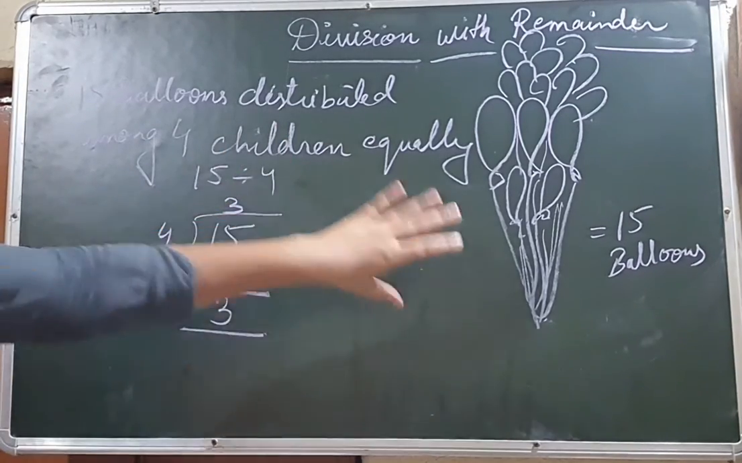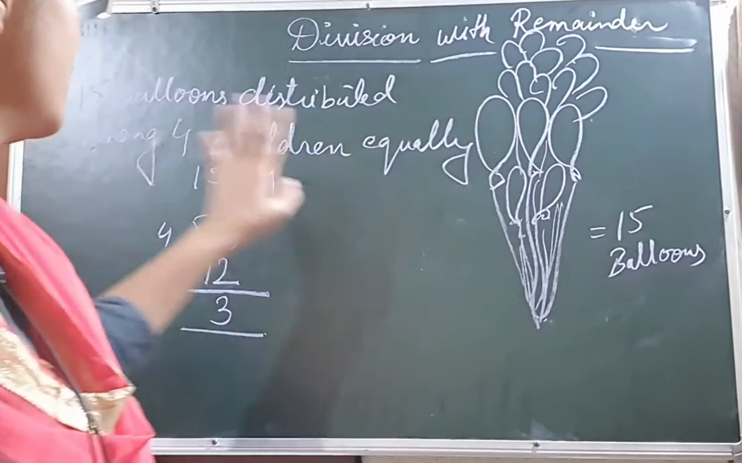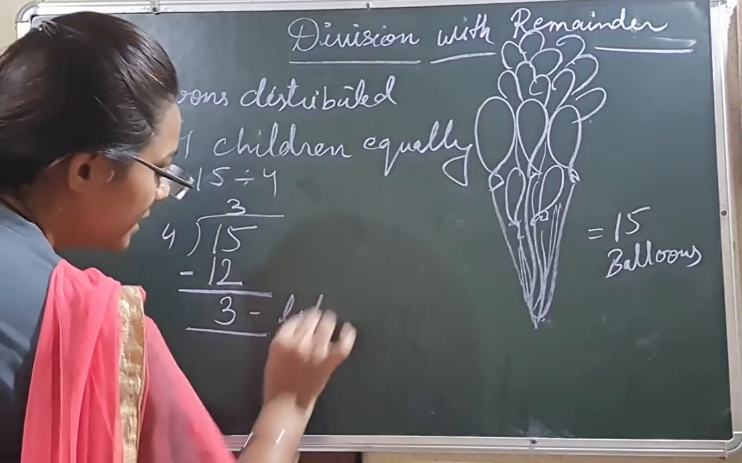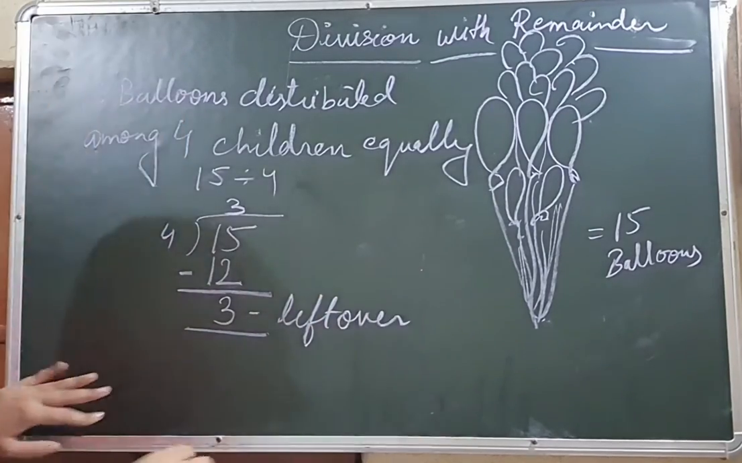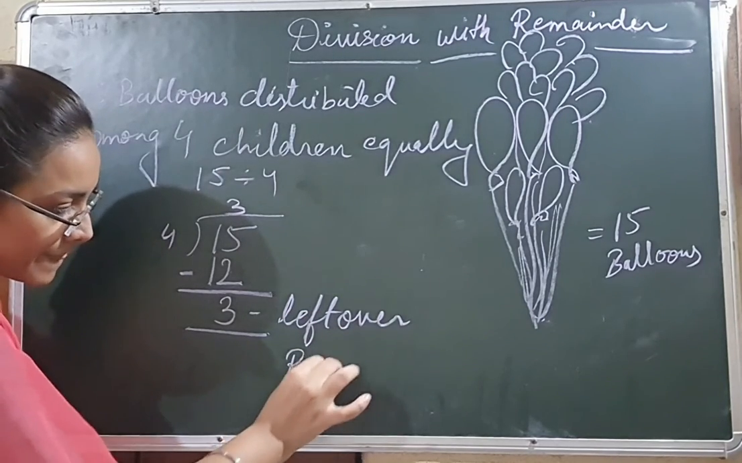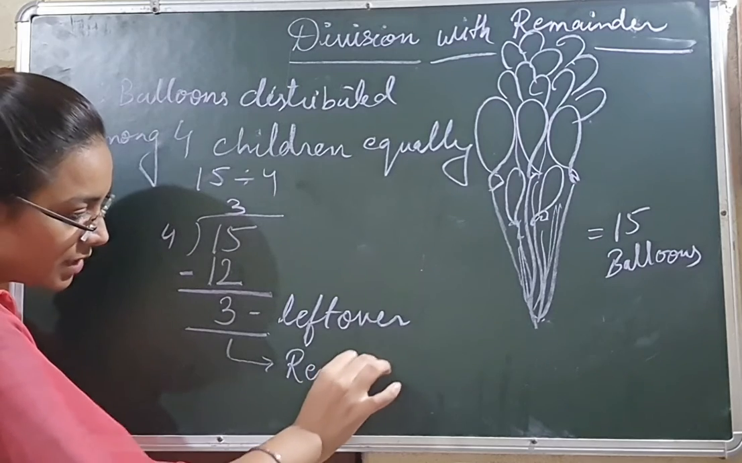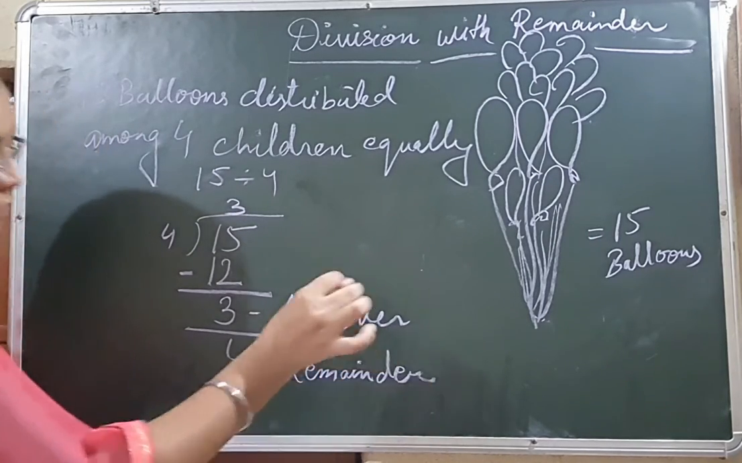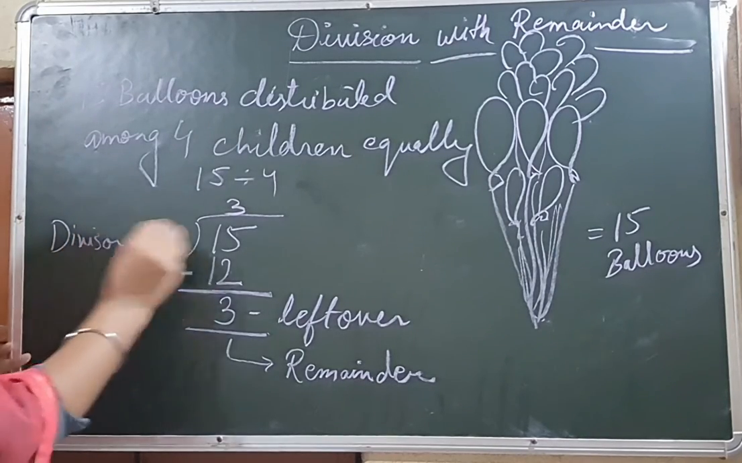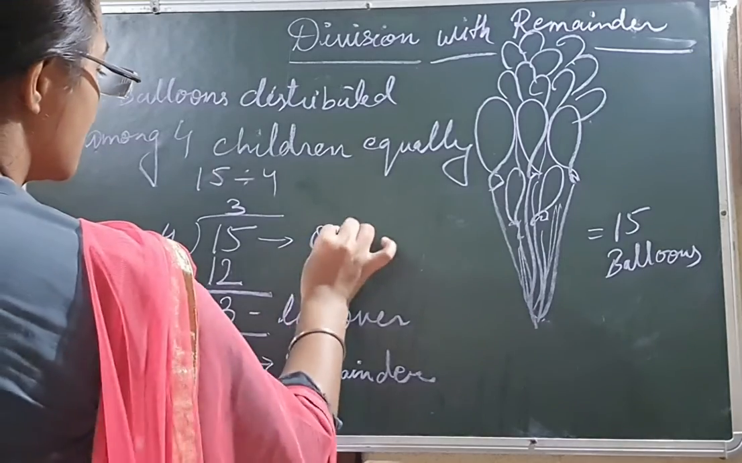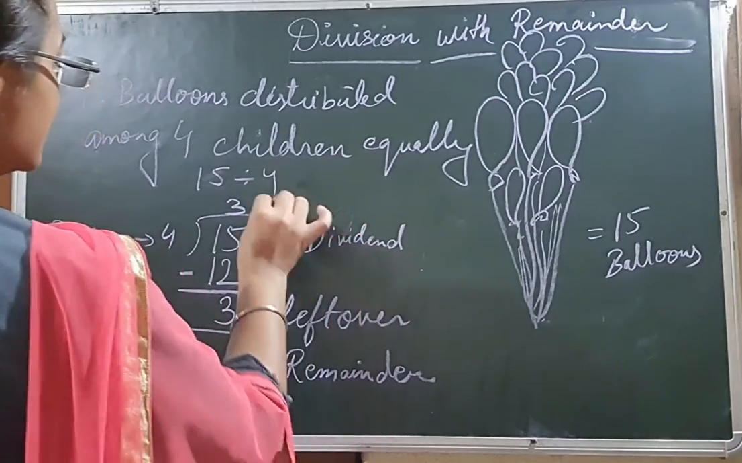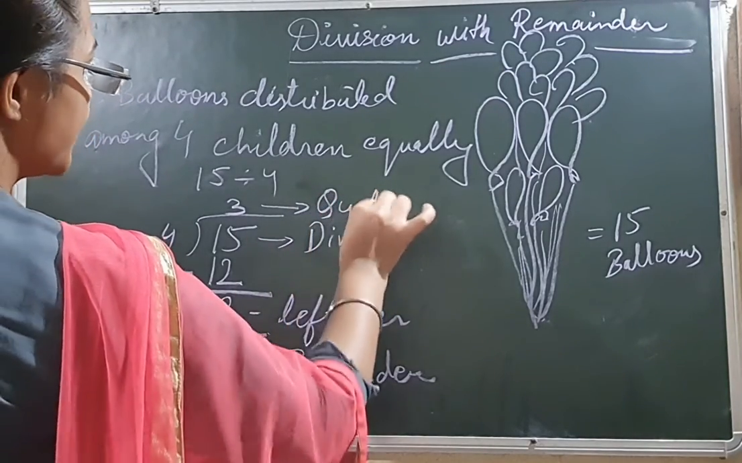So this 15 cannot be distributed equally among 4. There are 3 left over, extra. This extra is known as your remainder. This is your divisor, this is your dividend, and this is your quotient.